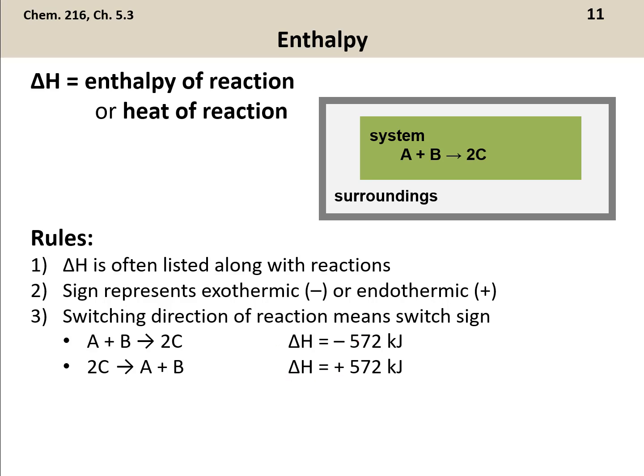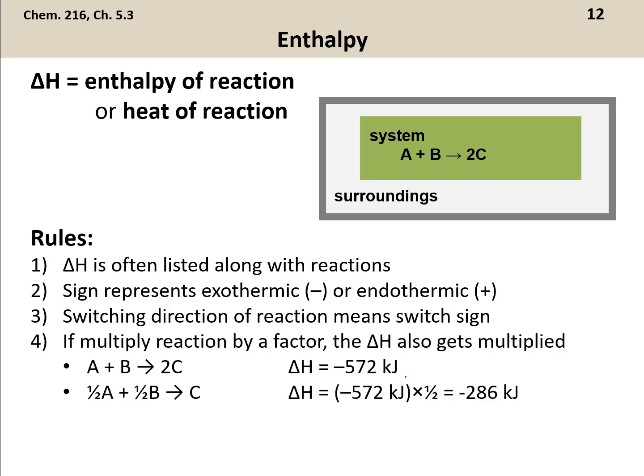So for instance, A plus B goes to 2C, and that has a delta H of negative 572 kilojoules. But if I reverse it, so now 2C is my reactant, my delta H is going to be positive 572 kilojoules. Okay, another rule is if I multiply a reaction by some factor, that delta H also gets multiplied. So if I said A plus B goes to 2C, and that's negative 572 kilojoules, if I reduce everything by half, so I have half A plus half B goes to C, my delta H is half as much.